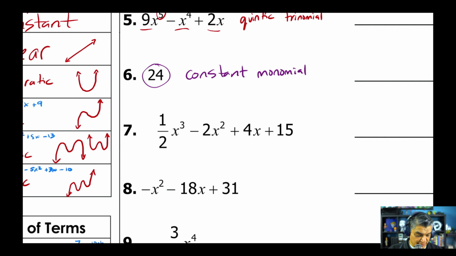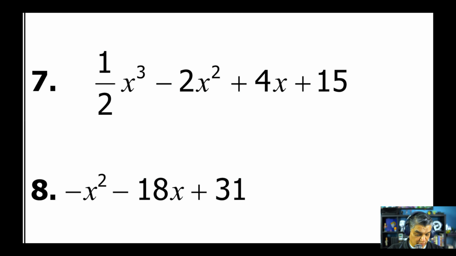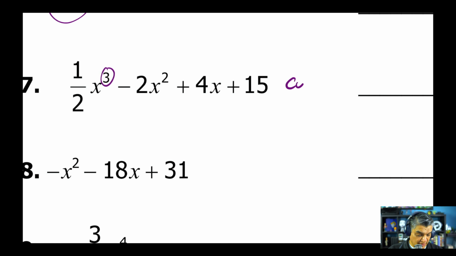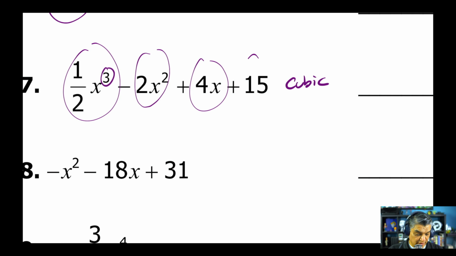Okay, next, number 7. Third power. So that means that it is a cubic. And then I have 1, 2, 3, 4 terms. There really isn't a term for 4, so we just call it a polynomial. I can't spell. Polynomial. There you go.